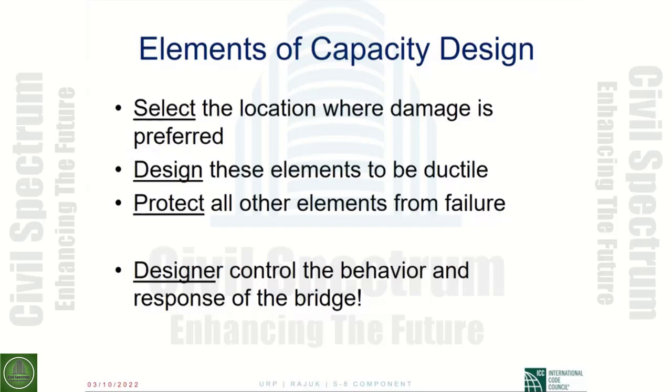And then based on these things, you have to protect all the other elements. So these are the three things: what you have to select, design, and also protect. The selection, you will get from type 1, type 2, type 3. Based on the selection, you will design the element to be a ductile element. And then all the rest, you have to protect them. You have to use the ultimate capacity of the yielding element multiplied by some factor so that you will be able to ensure that these elements will stay inside the elastic range.